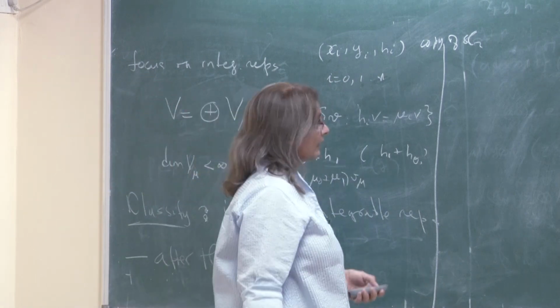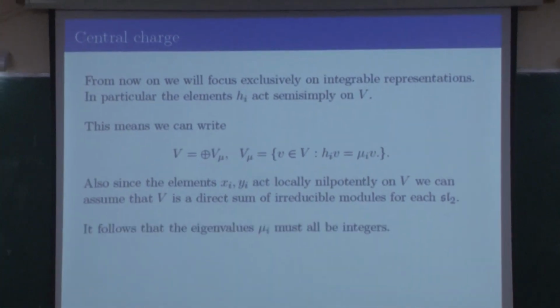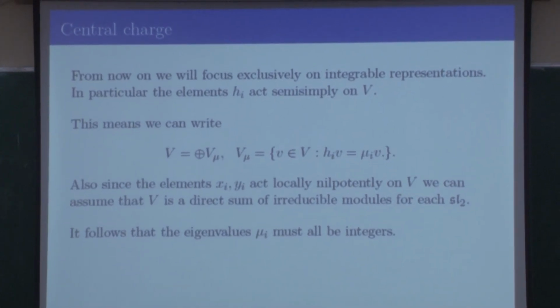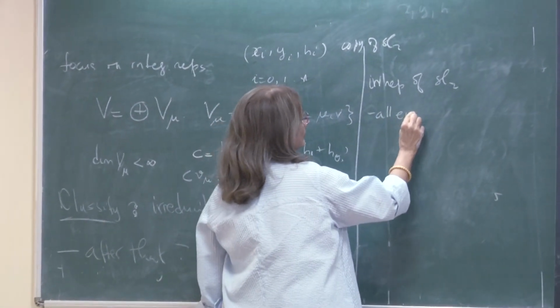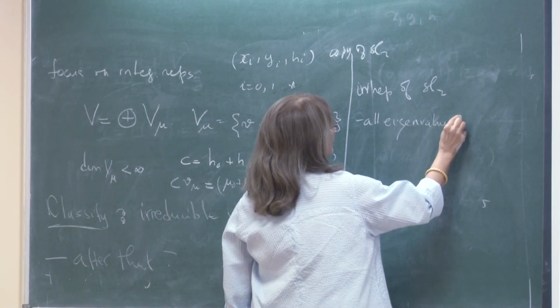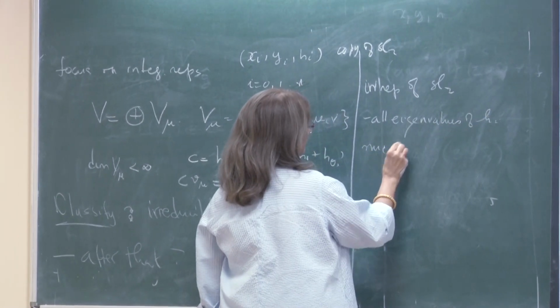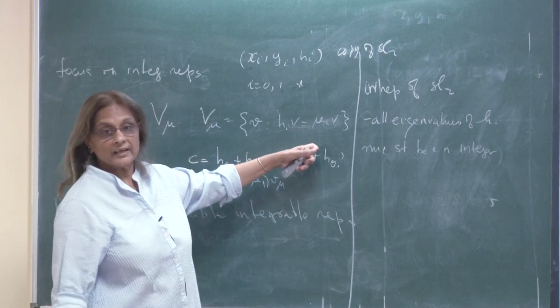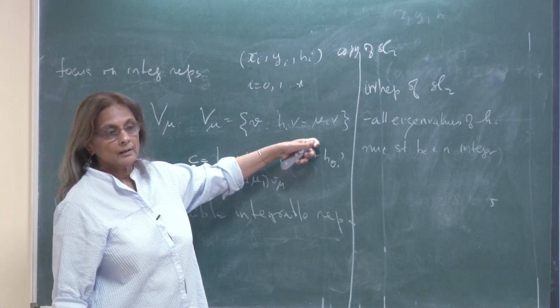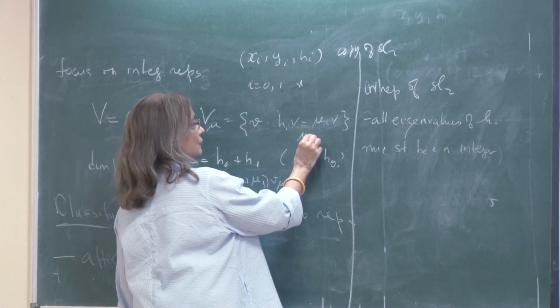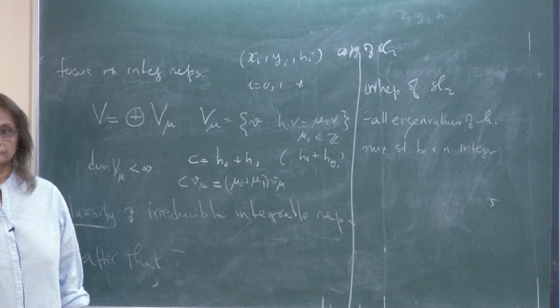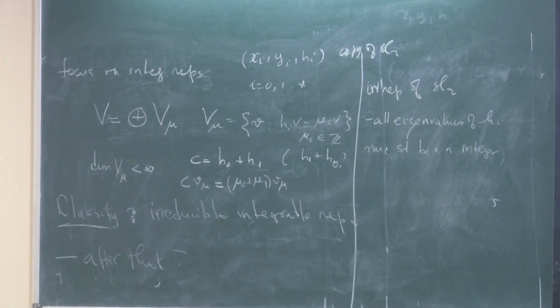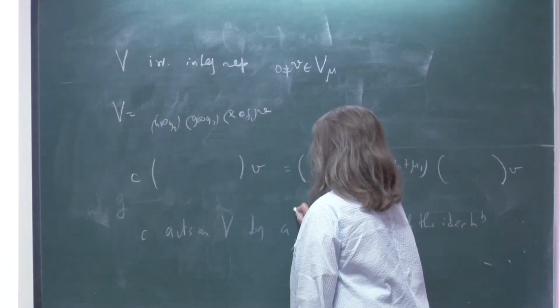So what one knows is that for irreducible representations of SL2, all the eigenvalues of H, all the eigenvalues of the diagonal elements, so of Hi, must be an integer. So although here I've written that the mu i's were complex numbers to begin with, because I'm in the case of integrable modules, these mu i's are all actually integers. So what I've proved is that this scalar multiple is actually an integer scalar multiple.